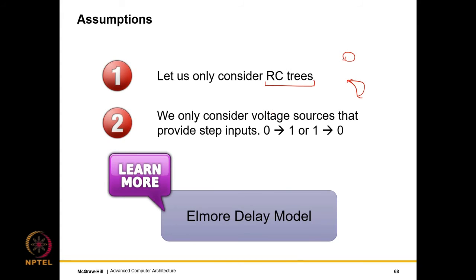Furthermore, we will consider only step inputs as voltage sources, which means the voltage abruptly goes from 0 to 1 or falls from 1 to 0. So in our basic model, we will not consider a gradual transition. This, for example, is not okay for us. The Elmore delay model for such a voltage source will help us compute the time required for, let's say, charging a bit line or changing the state of an SRAM cell or a CAM cell.